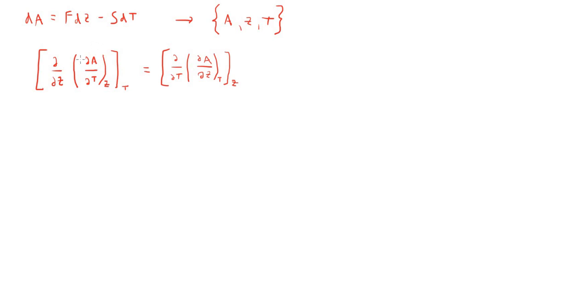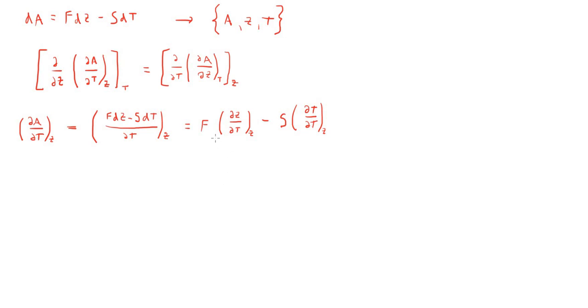So next what I'm going to do is solve for this term right here and this term right here. So the first one, dA over dT at constant Z. I'm going to simplify this by plugging in the expression for dA that we calculated in part A. And I'm going to simplify this equation one more time. So at this expression, dZ over dT at constant Z is going to go to 0, and dT over dT at constant Z is equal to 1. So this equation reduces to negative S.